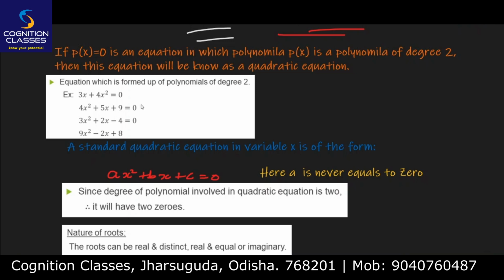4x² + 5x + 9 = 0. 3x² + 2x - 4 = 0. 9x² - 2x + 8. Now, this last thing is not an equation. This will be known as a polynomial, a quadratic polynomial, because it does not contain any equal symbol. I have written this just to demonstrate the difference between an equation and a polynomial. Here no equal sign is present, so it will not be considered a quadratic equation, but it will be considered a quadratic polynomial.